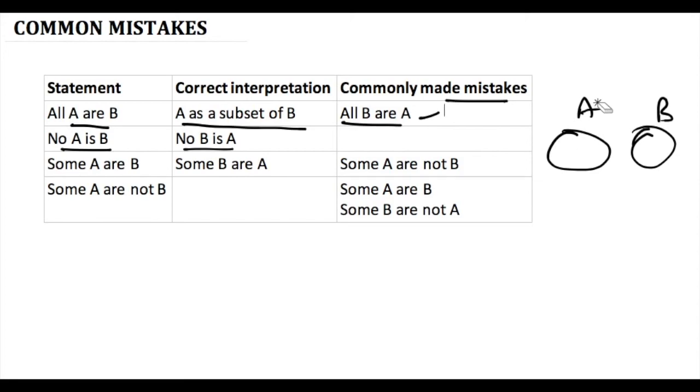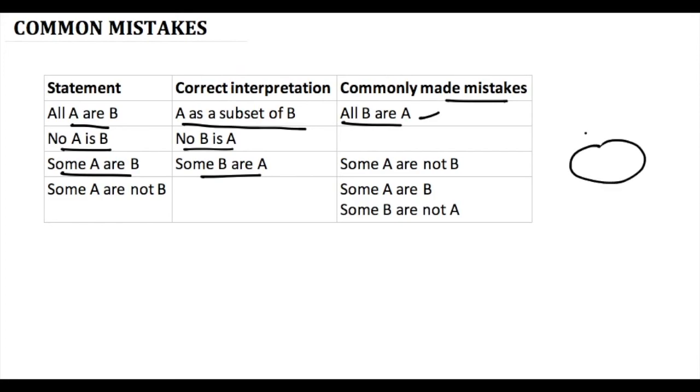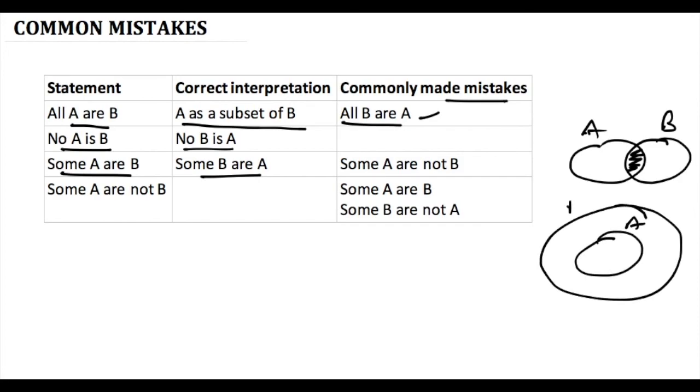The third one is some A are B. So a correct interpretation is some B are A, because when you're talking about some A are B, the most commonly used Venn diagram is this, wherein they have something in common. But they can also mean that all A's are B's. We talked about this. We said that there are 4 subcombinations that can be made when you're talking about some A's being B's. So this is the second subcombination, which says that all A's are B's.